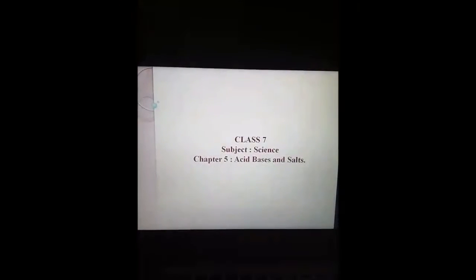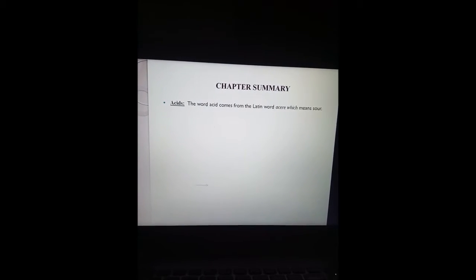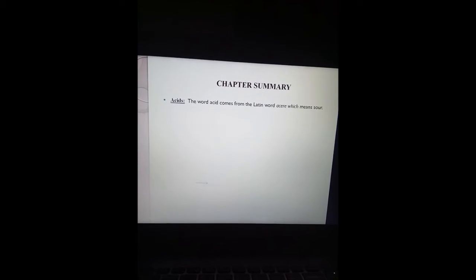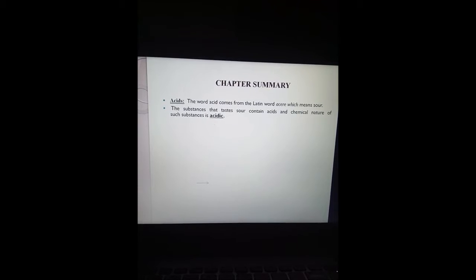Hello students, today we'll discuss acids, bases and salts. Let's see the chapter summary. Acids. The word acid comes from the Latin word acer, which means sour. The substances that taste sour contain acids, and the chemical nature of such substances is acidic.